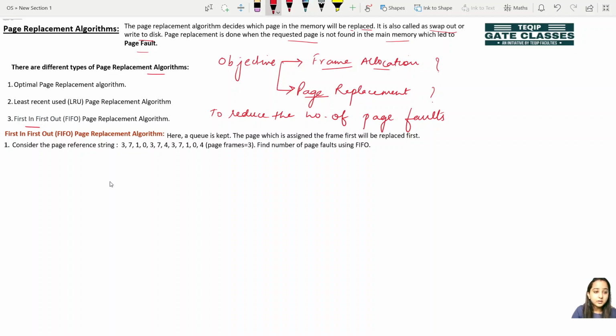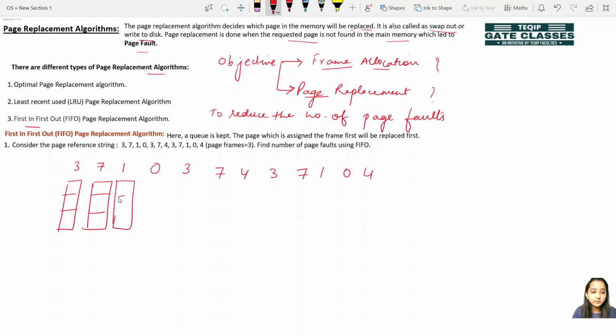Let me take the string 3 7 1 0 3 7 4 3 7 1 0 4. How many frames do I have to take? Three frames. So I am taking three frames of memory.